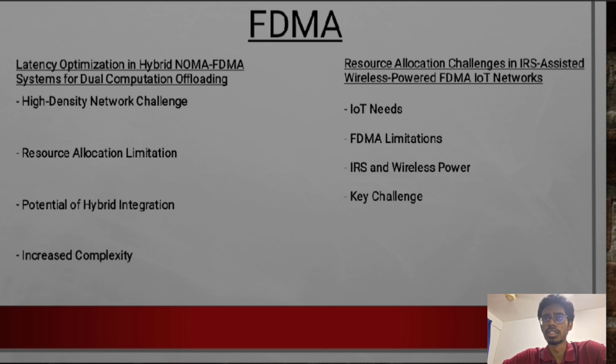The resource allocation challenges in IRS-assisted wireless-powered FDMA IoT networks: IoT needs high energy efficiency and reliable communication. FDMA limitations: traditional FDMA struggles with resource allocation and adaptability. Using IRS and wireless power transfer can improve efficiency and coverage. The key challenge is that it is still hard to allocate resources efficiently in FDMA IoT networks.